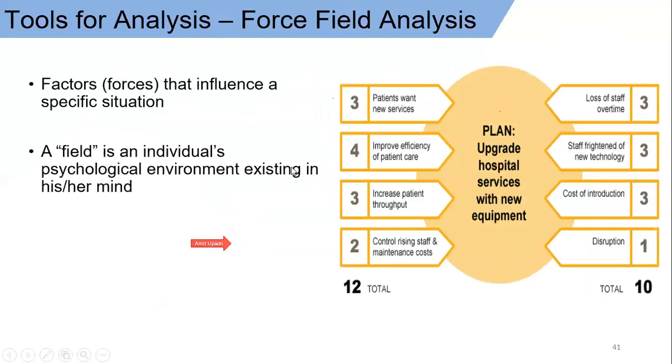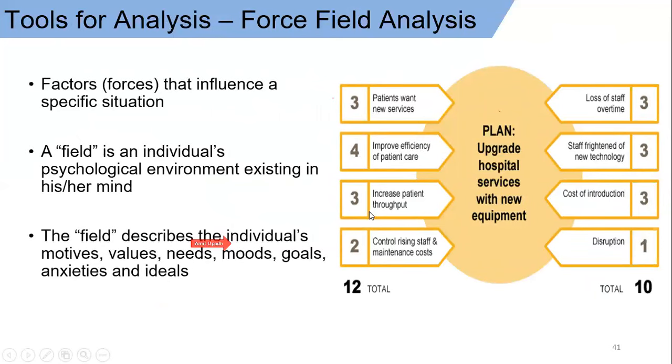And then you have a force field analysis. If you think about it, there are many factors that support a change and factors that don't support a change. So think of it in terms of upgrading a hospital with new equipment. The moment you think of it that way, you realize that there are things that help the change. Patients want new services. There's more efficient patient care. The throughput increases. You get more patients in and out of the door. And you control rising staff costs by putting in new equipment. But on the other hand, you lose staff over time. Staff is scared of the new technology because it's going to replace them. There is a cost of introducing the new technology and there's a disruption in the system.